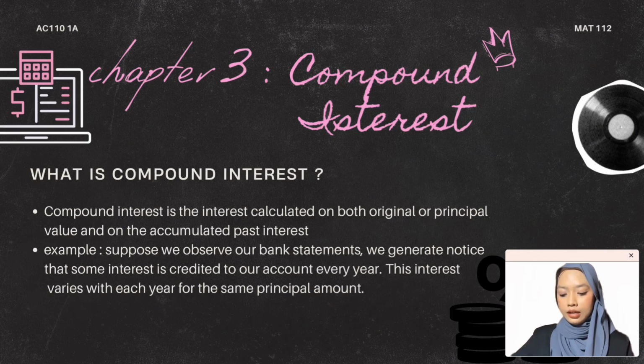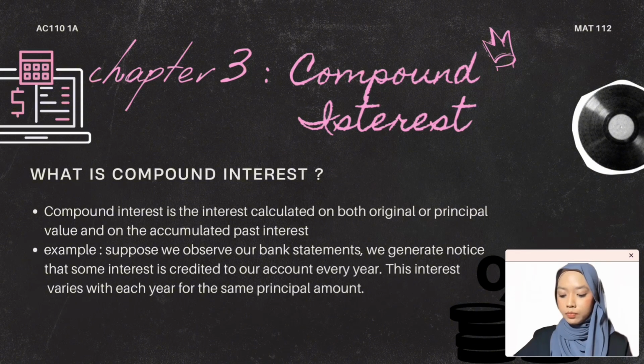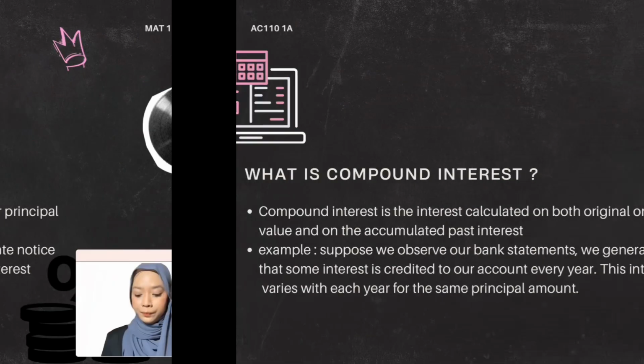Okay, for example, when we borrow money from a bank, then we will pay the interest. If you want to know how much interest you will earn on your investment, or how much we will pay above the cost of the principal amount of the loan, we will need to understand how compound interest works. Suppose we observe our bank statement, we will notice that some interest is credited to our account every year. This interest varies with each year for the same principal amount.